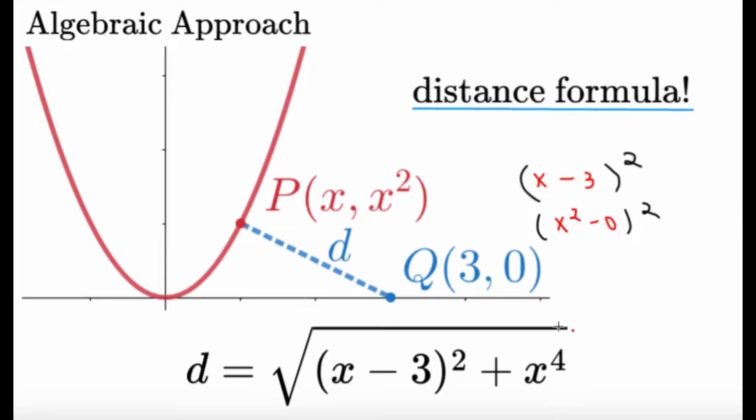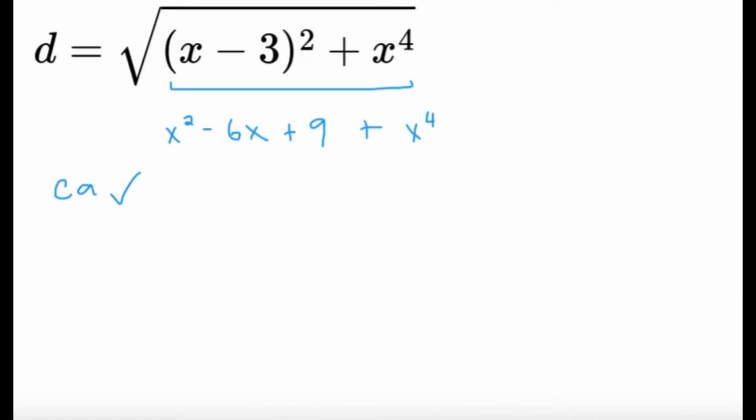So if we want to get the minimum possible value of the distance between P and Q, the D over here, all you have to do is simply find the minimum value of whatever is inside the square root, so we can get the minimum possible value of D, obviously. Expanding this is going to give us x squared minus 6x plus 9 plus x to the fourth. Now here we arrive at a problem, because this is technically a quartic expression, and there isn't really a nice way for us to get the minimum value of this one.